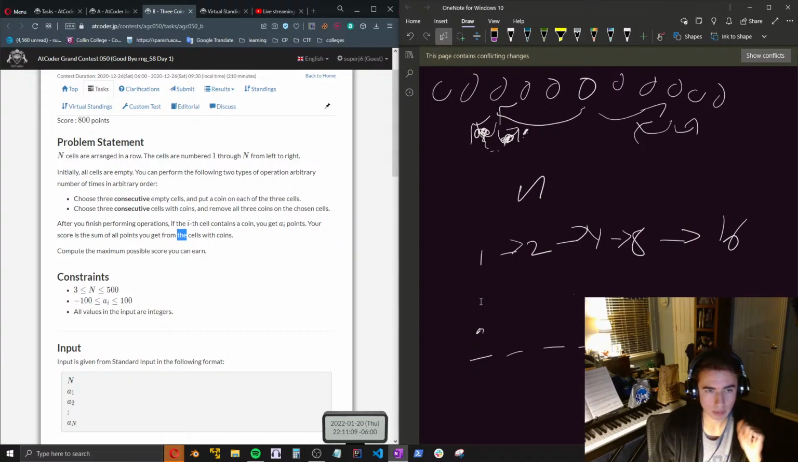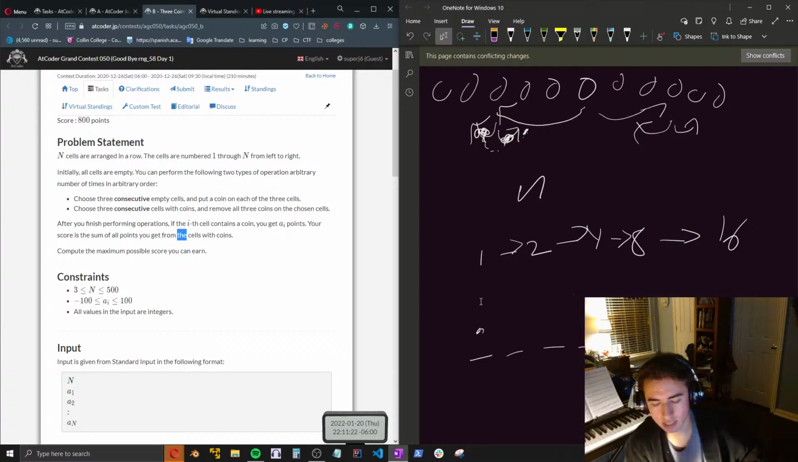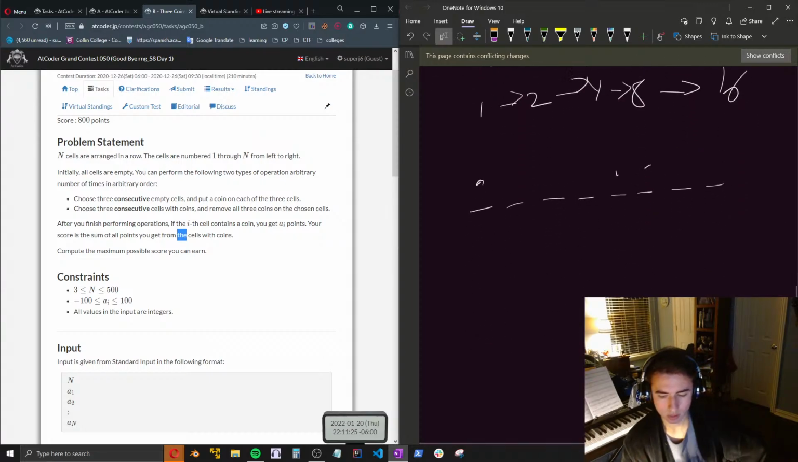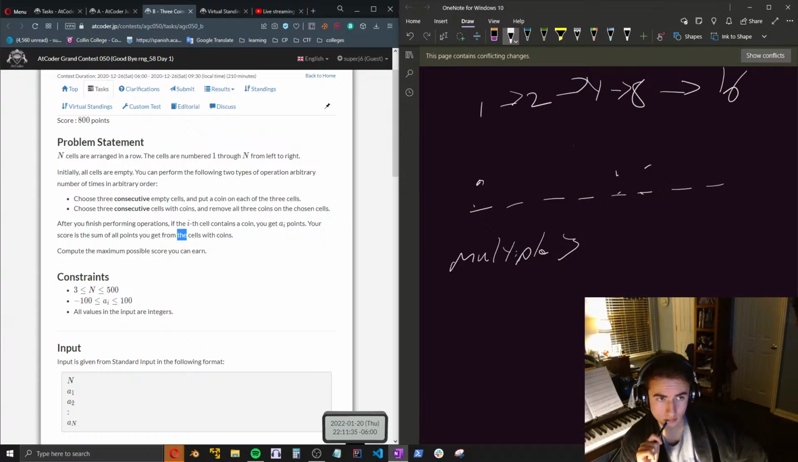Well, it'd be better if we can just think of it as... Well, what types of ending states are possible? First, let's just state some properties. First, we know that the number of coins must always be a multiple of 3. Right?